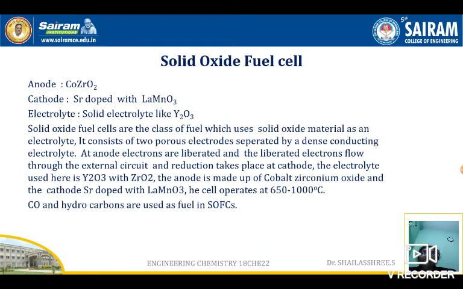In the solid oxide fuel cell, you can use fuels like carbon monoxide, hydrocarbons, or hydrogen. The oxidant used is always oxygen. Either carbon monoxide, hydrocarbons, or hydrogen can be used as the fuel here, and at the cathode, the oxidant is oxygen.